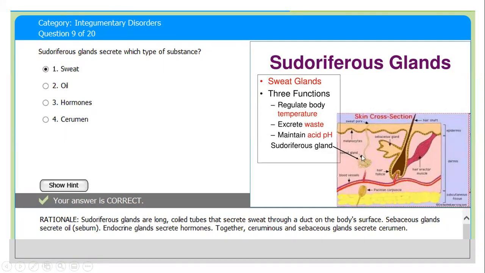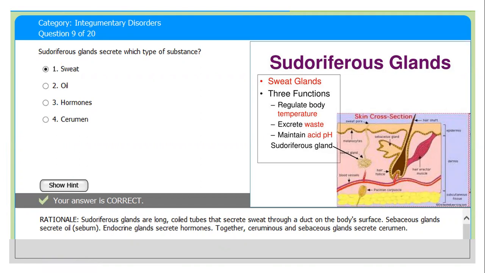In this picture, we can see a sudoriferous or sweat gland. The rationale: sudoriferous glands are long, coiled tubules that secrete sweat through a duct on the body surface. Sebaceous glands secrete what we call sebum. Endocrine glands secrete hormones. Together, ceruminous glands secrete the cerumen.